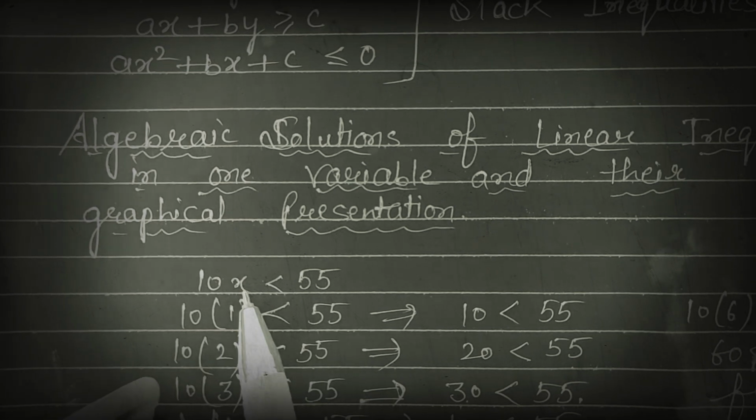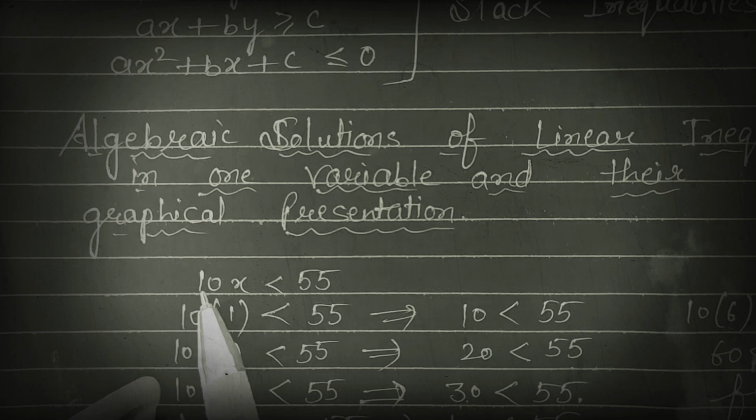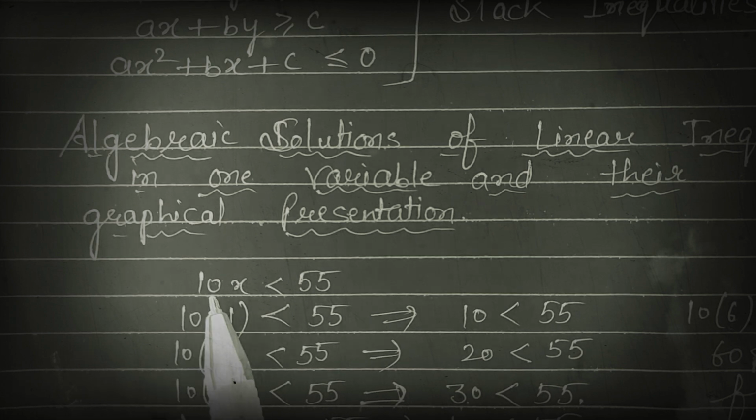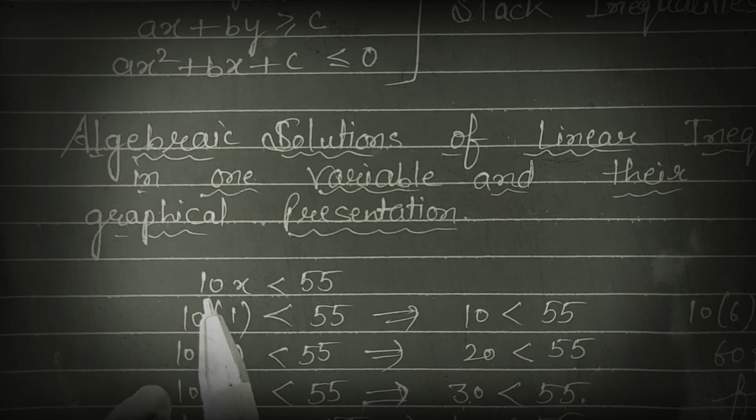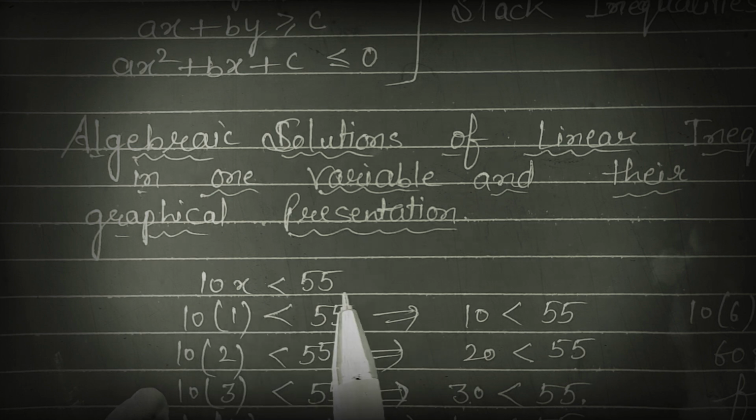Suppose you want to purchase x chocolates and one chocolate costs 10 rupees. So 10 into x must be less than or equal to 55, because you have 55 rupees.